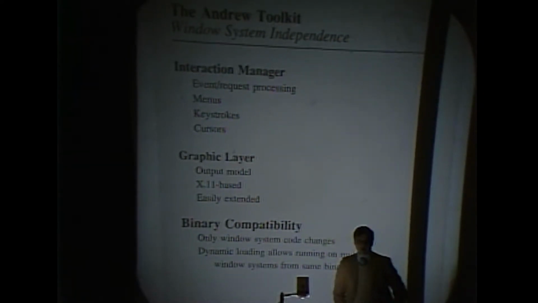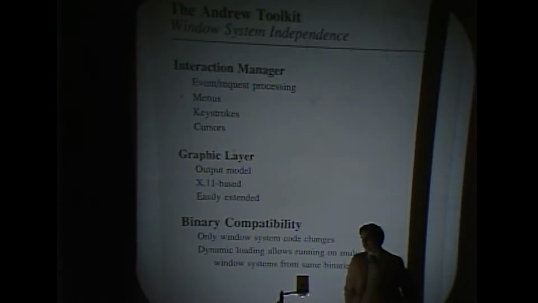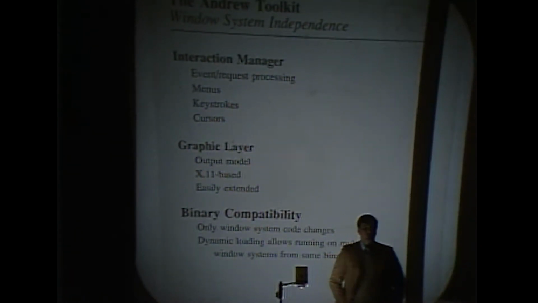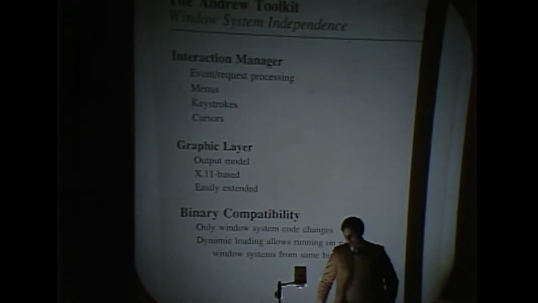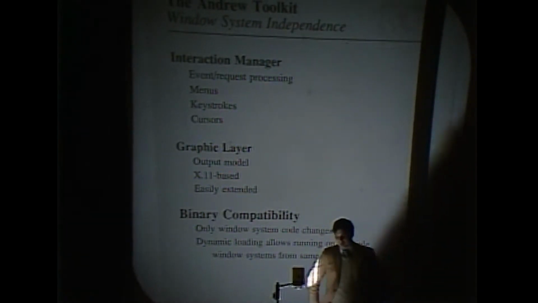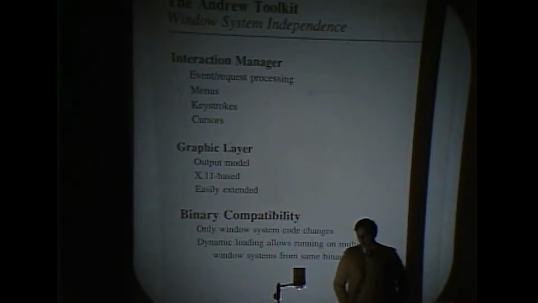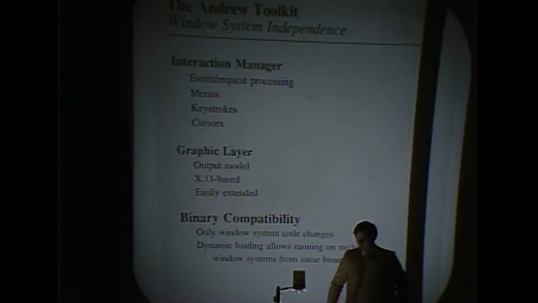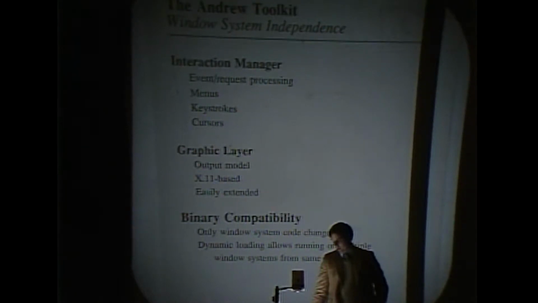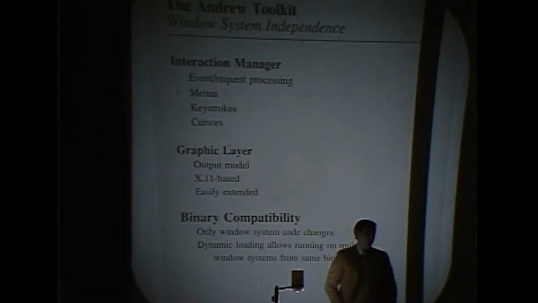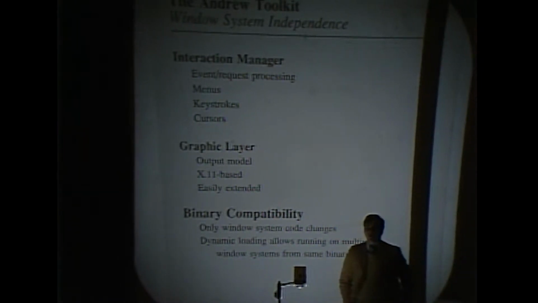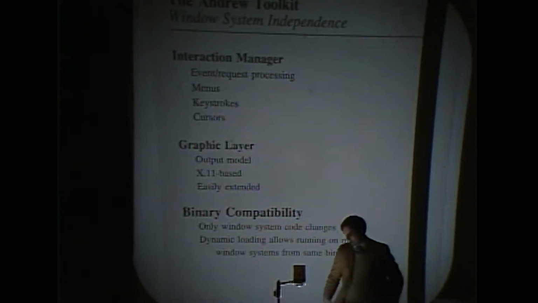So, for example, when an inset requests a cursor, that request gets up to the interaction manager, which actually posts the cursor to the X server. On the output side, there's a graphic layer. It's X11 based. It can be easily extended. So, for example, if there is a definition for 3D graphics that's included in X, we can include it without any major difficulty within the graphics layer of the toolkit.